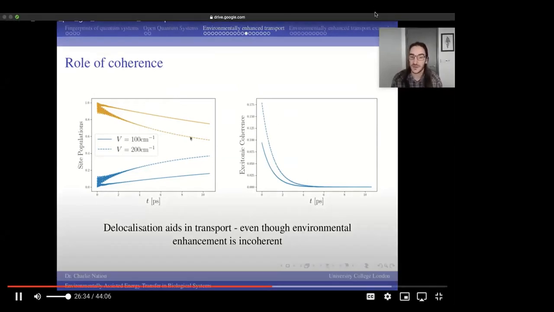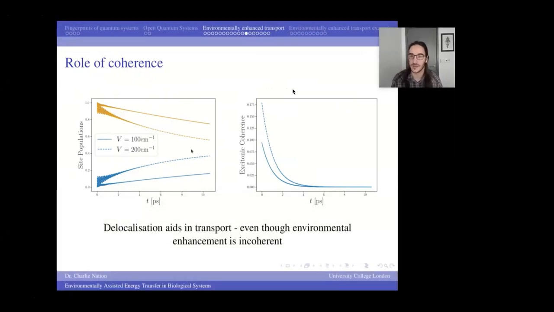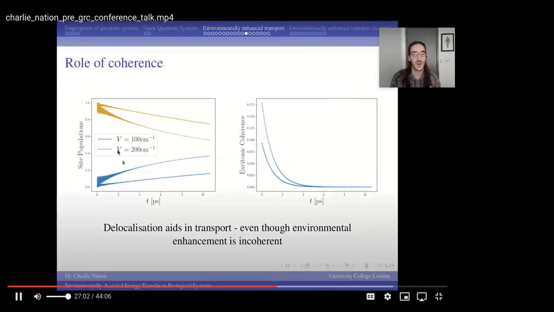So even though the environmental enhancement is an incoherent mechanism, the way that the system can utilize its environment is dictated essentially by its own internal coherent mechanisms. So even a completely incoherent environmental effect can have a coherent substance to it. This shows the important roles of coherence even for a completely incoherent environment.